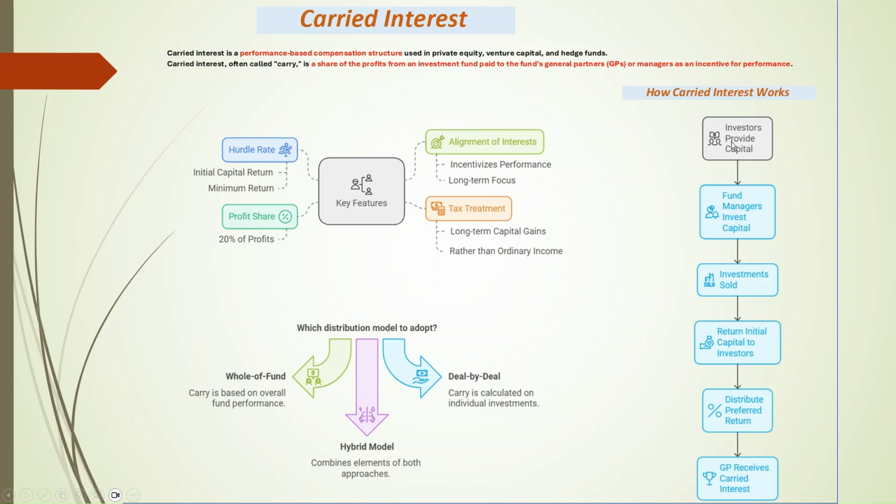So, how does carried interest work? Firstly, investors provide capital to the fund. Then the fund manager invests the capital. When investments are sold, profits are distributed.